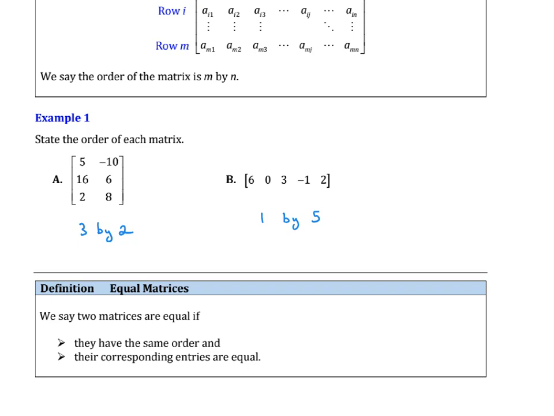Now, two matrices are said to be equal if they have the same order and their corresponding entries are equal. So what's in row 2 and column 3 will be the same in both matrices, and so on and so forth.